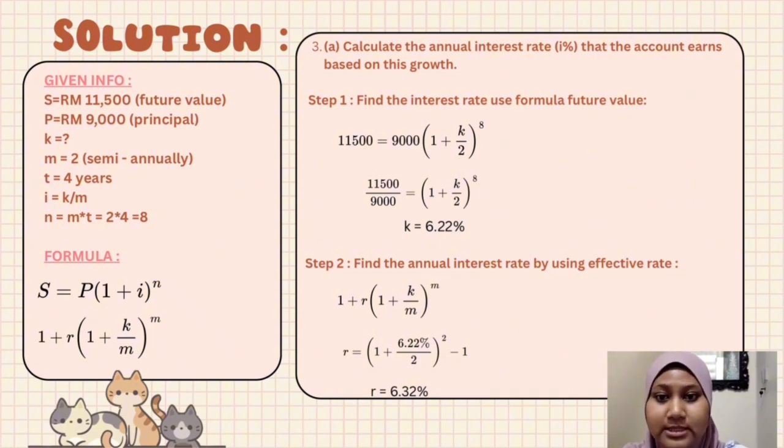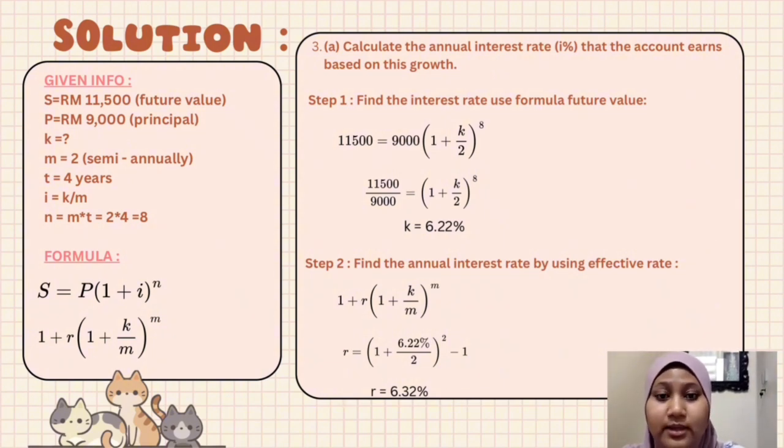Our time T is 4 years. i equals K divided by M, which is the rate divided by the compounding frequency. N is time multiplied by compounding frequency, so 2 multiplied by 4, we get 8. So our N is 8. Just put all of the information in our formula. So the equation will be 11,500 equals 9,000(1 + K/2)^8.